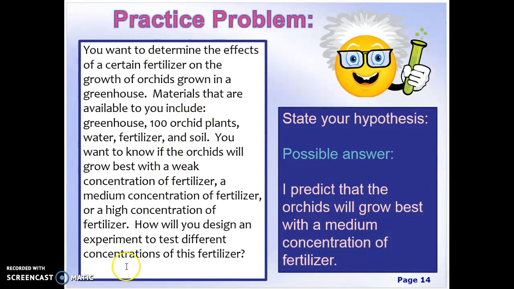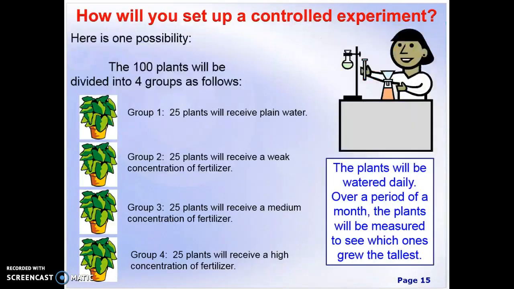Since we have 100 plants, and once again, this is an experiment, we'll talk about the different parts of the experiment. We're going to take 100 plants, divide them into 4 groups. Group 1 will just receive plain water. Group 2 will get weak fertilizer. Group 3 will get medium fertilizer, and Group 4 will get a high concentration of fertilizer. So it's more fertilizer than that. And we're going to see over time, for 1 month, which combination is the most effective.